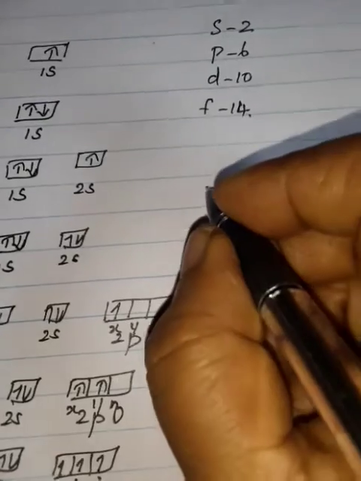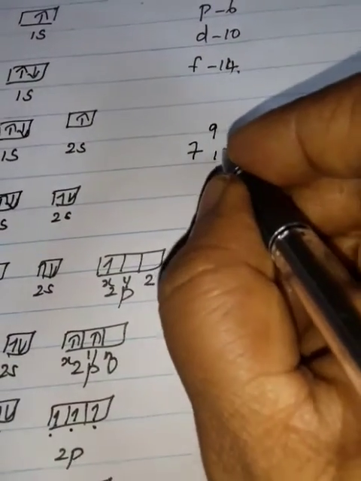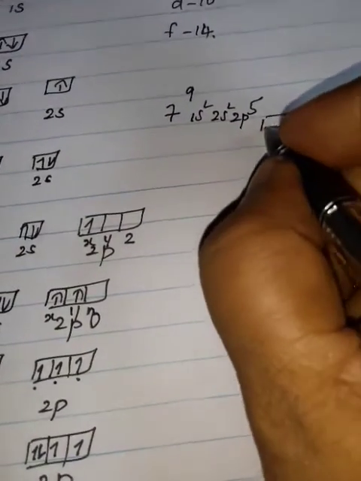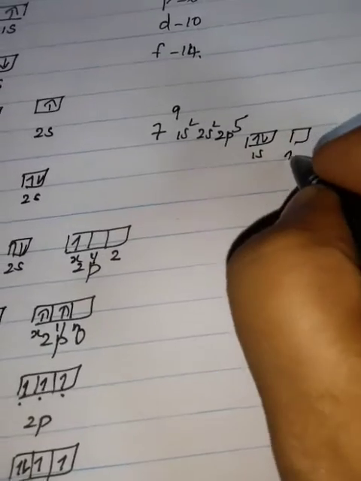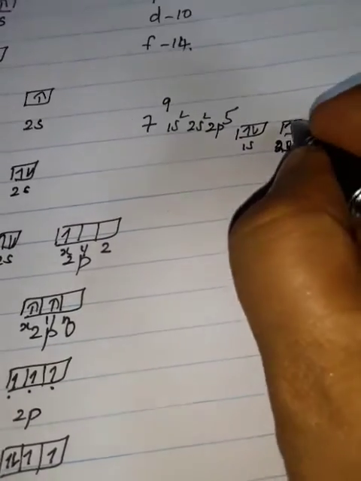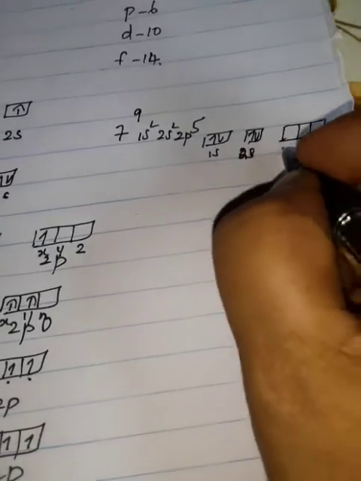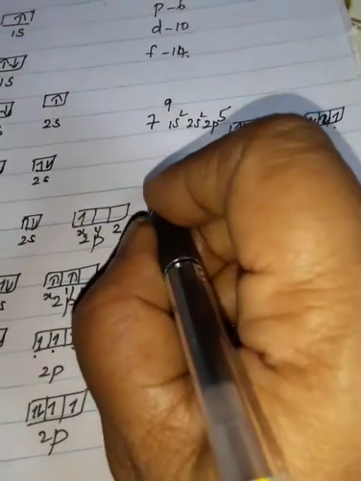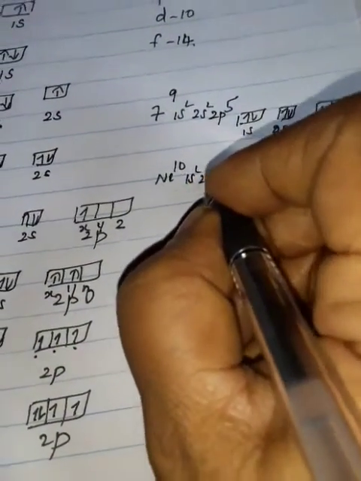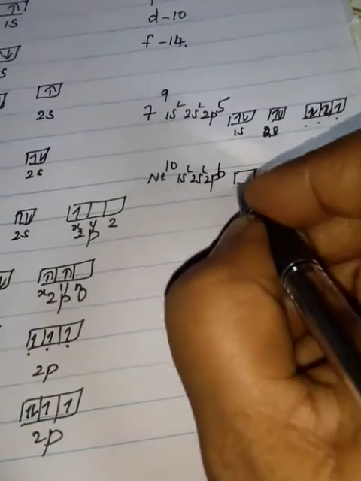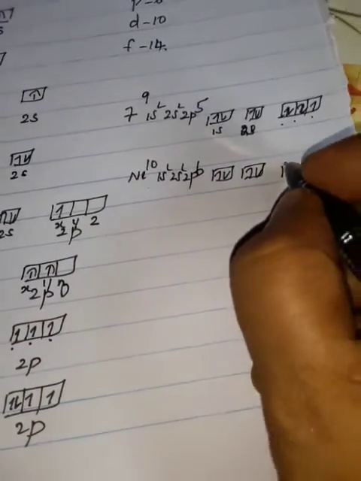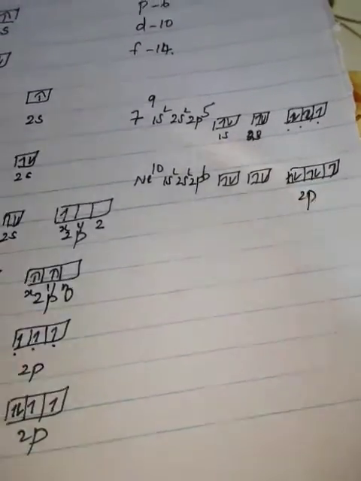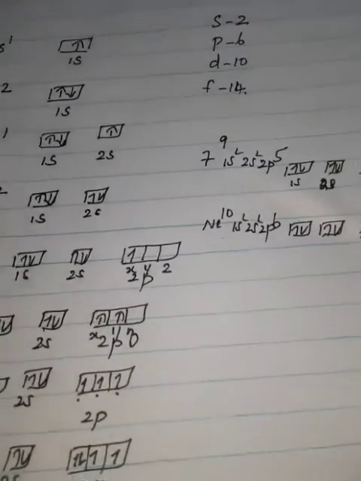Next, fluorine, atomic number 9, 1s2, 2s2, 2p5. So 1s has 2 electrons, 2s has 2 electrons, and 2px, 2py, 2pz hold 5 electrons. Then next, neon, atomic number 10, 1s2, 2s2, 2p6. So 1s has 2 electrons, 2s has 2 electrons, and 2p has 3 orientations holding 6 electrons. So it is fully filled.